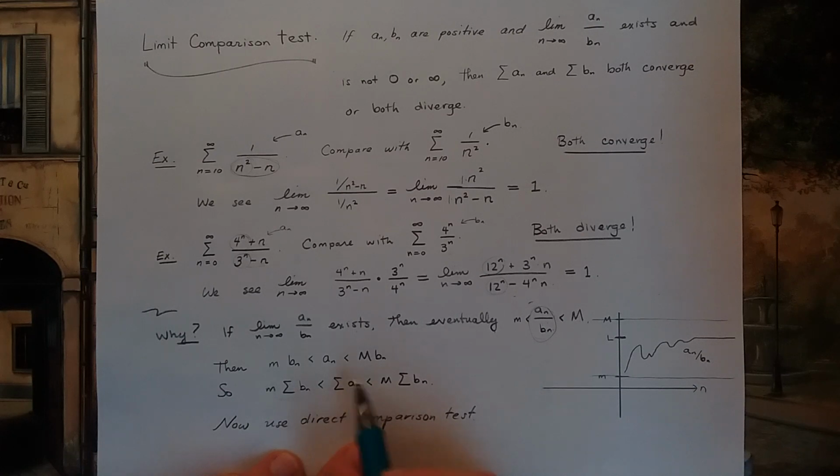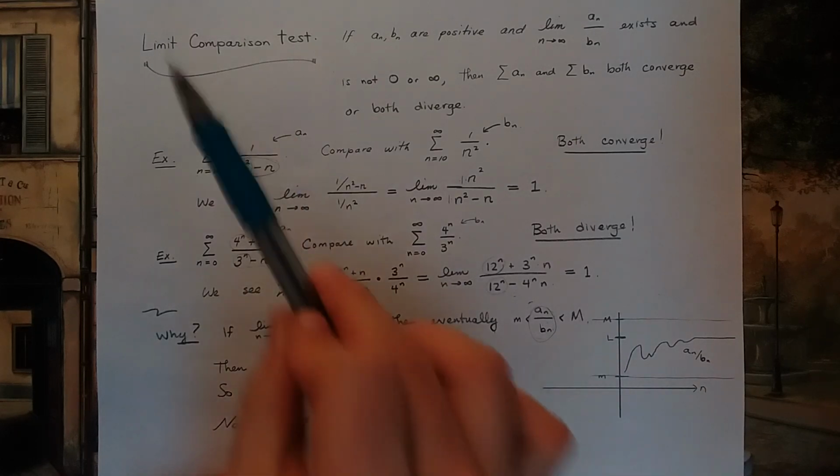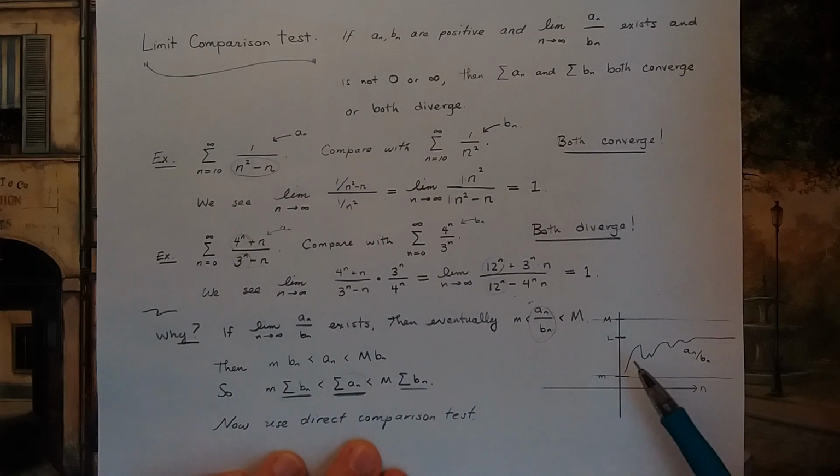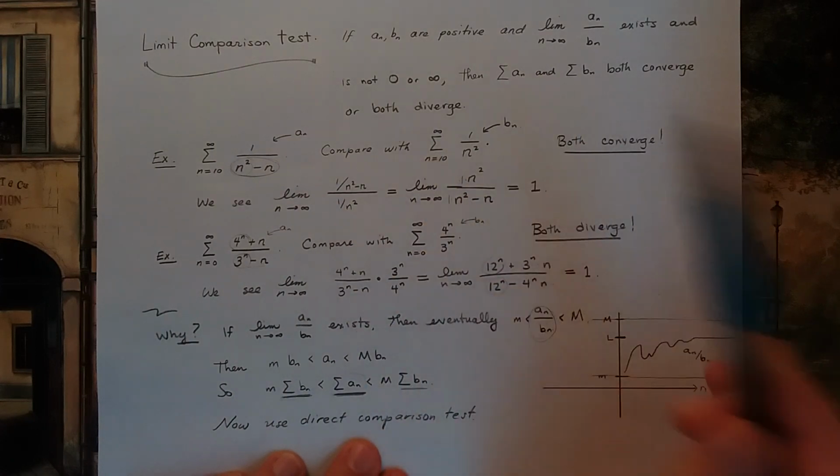If the a_n series converges, so if this middle sum is finite, then the smaller sum also has to be finite. On the other hand, if this middle sum is divergent, if this adds up to arbitrarily large numbers, then the larger sum also has to be divergent. That's the direct comparison test. So the limit comparison test is secretly a direct comparison test.